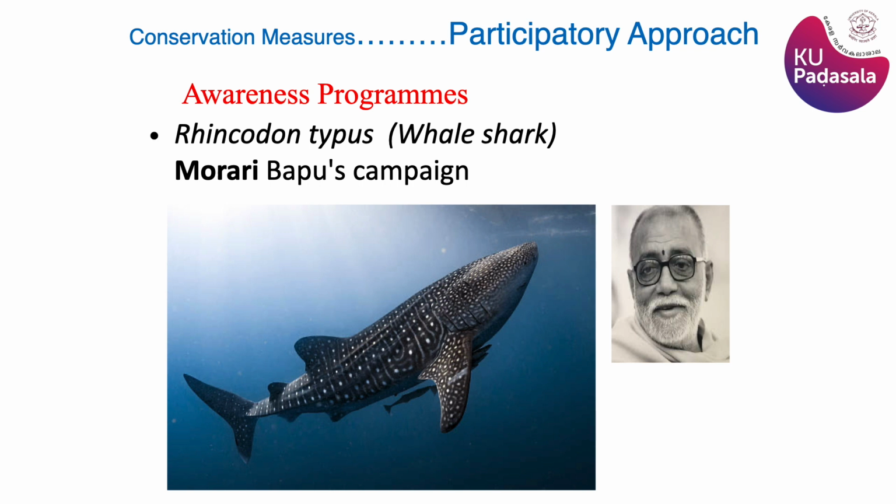What he told the people is that this whale shark is the daughter of us. This daughter has been married to a husband who is residing in Australia. And she came back to India, to Gujarat, to give birth to her young ones. How come we kill our own daughter who comes to our own home to give birth to her young ones? This worked. This touched the people, and they started crying and started rescuing this fish, and their population has increased. That is by conservatory and participatory approach.